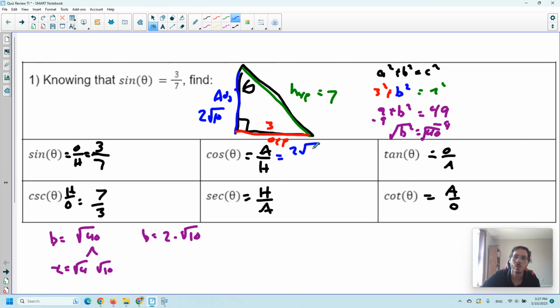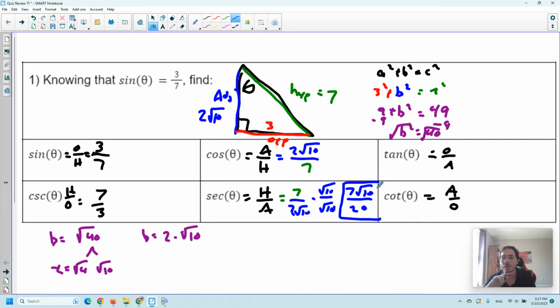So adjacent is 2 radical 10. Hypotenuse is 7. But we have to be careful because, again, here we're not allowed to have these square roots at the bottom. So we're going to have to multiply both by radical 10. So we get 7 radical 10 over 2 times the square root of 10 squared, which is going to be 20. So that's what we get for our final answer. Here we don't need to reduce because 7 over 20 wouldn't reduce. Cotangent, I'm just going to do over here since I'm already on the bottom. We have adjacent, which is going to be 2 radical 10.